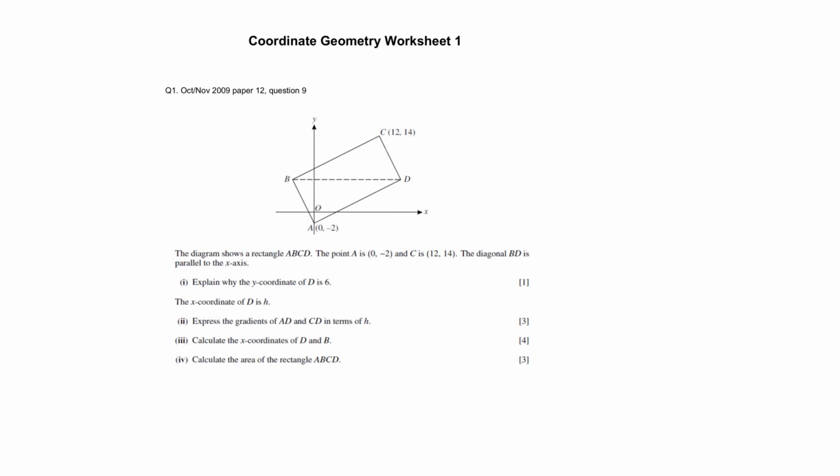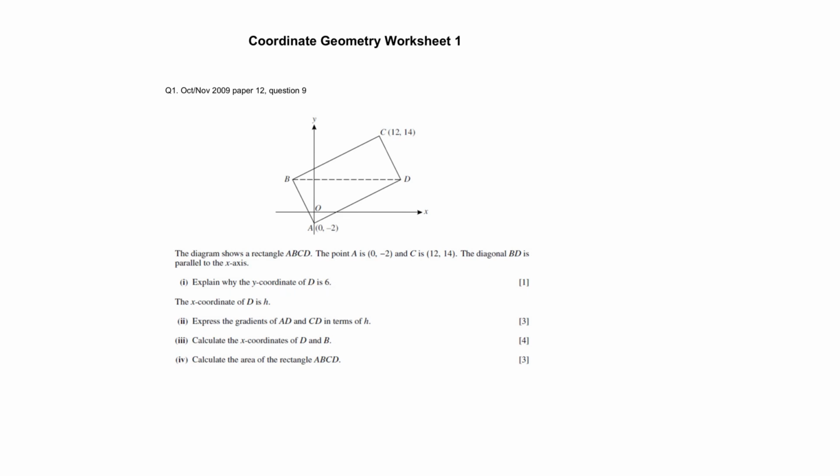Now, this is question number 1. The diagram shows a rectangle ABCD. The point A is given to you and point C is given to you. The diagonal BD is parallel to the x-axis. In a rectangle, the property that we discussed in the previous video was that the diagonals share a common midpoint. So you need to explain why the y coordinate of D is 6.